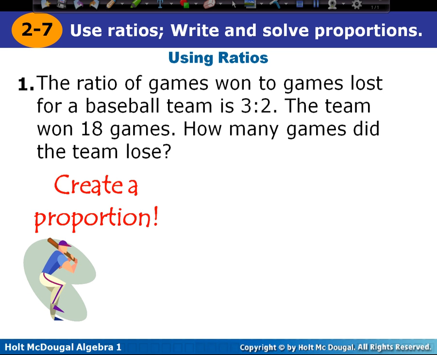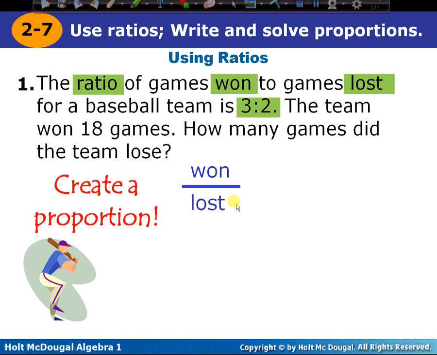All right, first of all, we need to actually create the proportion using the ratio that they gave us. So we're going to create the ratio, again, using the fraction symbol. And we're going to put games won on the top and games lost on the bottom. It's really important that you create that fraction and put those words in there so you keep everything in this problem in the right order. Everything pertaining to games that they won is going to go on the top. Everything pertaining to games that they lost is going to go on the bottom. And it's 3-2. So for every 3 games they won, they lost 2 games.